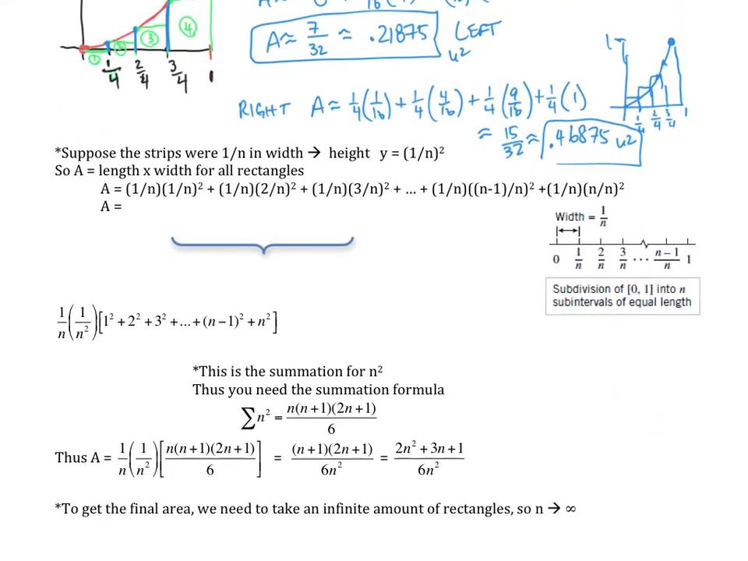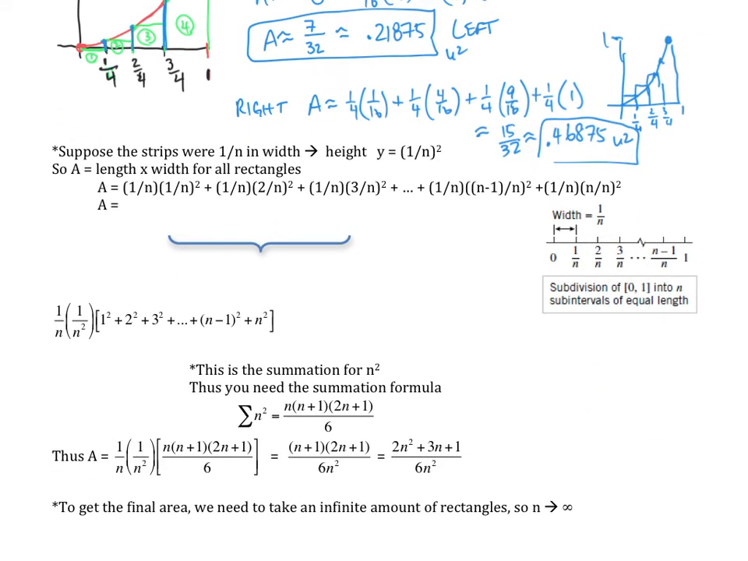Suppose I had strips that were 1/n in width. Over here I said they were 1/4 in width, but what if I generalize it and make this, instead of 1/4, just 1/n? The height would be, you plug 1/n into your equation, (1/n) squared. So the area equals the length times the width, or in our case, we like to call it the height times the width for all the rectangles.